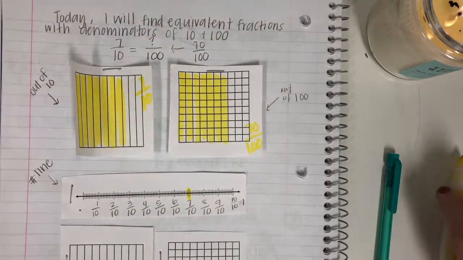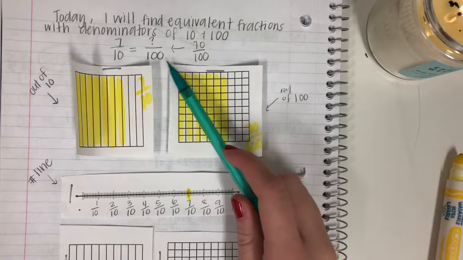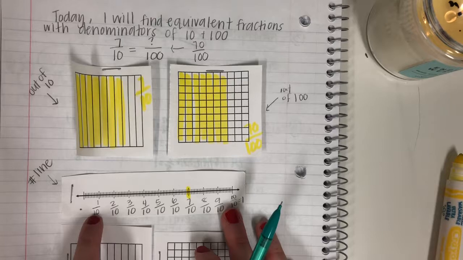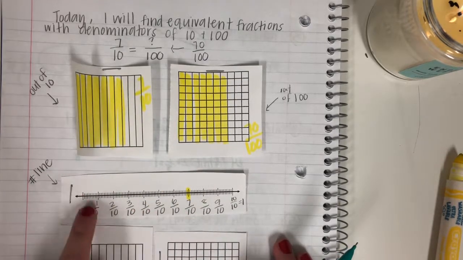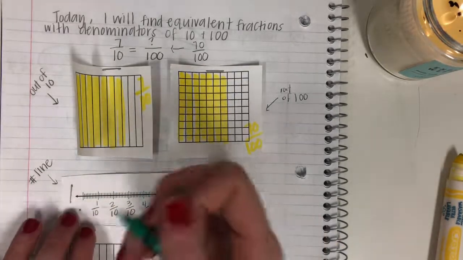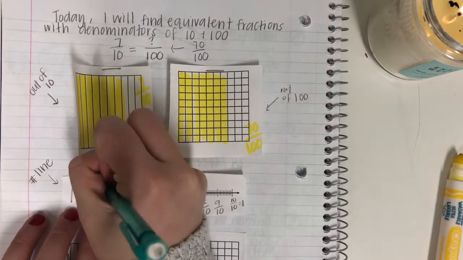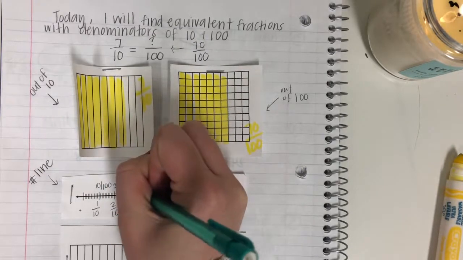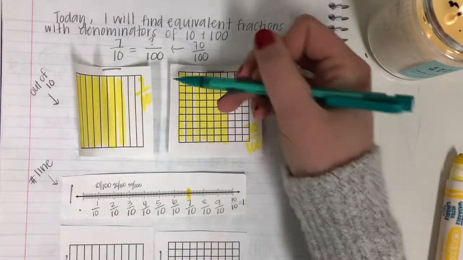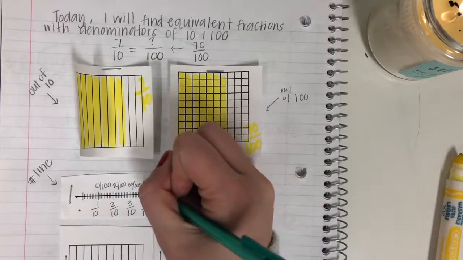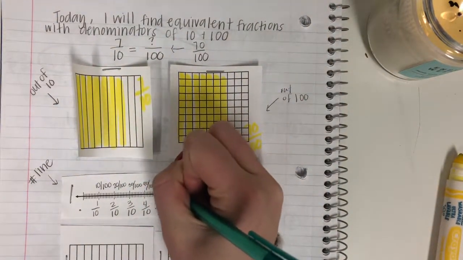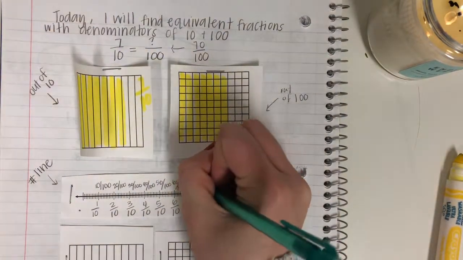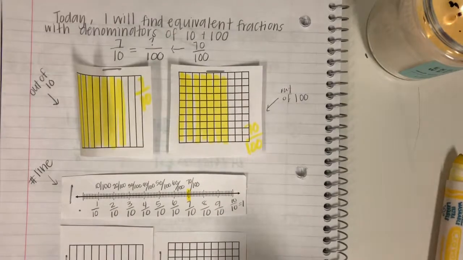This is 7/10. I need to find a fraction that is out of 100, but that is equivalent. So what I'm going to do is write my hundreds up top. I have my tens on the bottom, and I'm going to write my hundreds on top. So I'm going to do 10 out of 100, 20 out of 100, 30 out of 100, right? Because I'm counting these squares. 40 out of 100, 50 out of 100, 60 out of 100, 70 out of 100. So I can just kind of stop there.